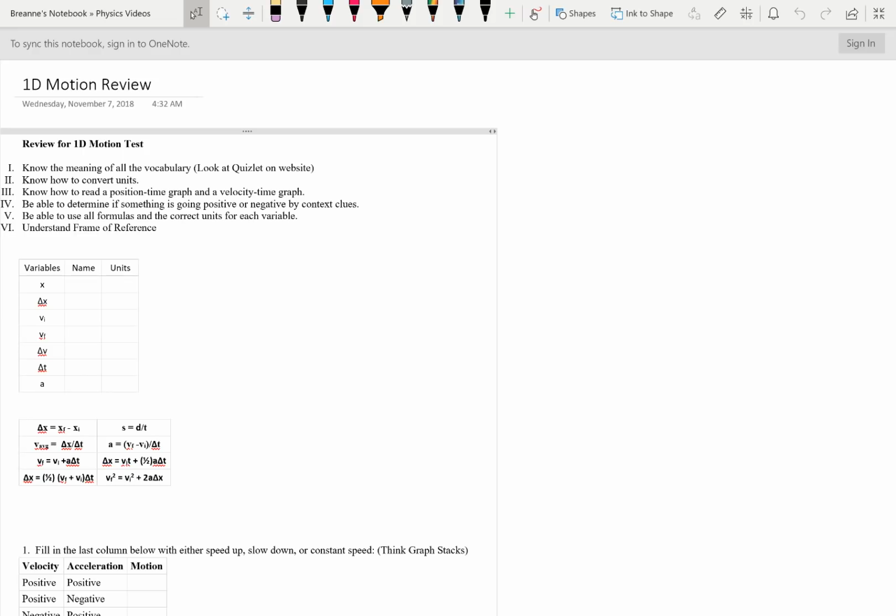So know how to convert units. There will potentially be a little bit of unit converting on the test. Know how to read a position time graph or velocity time graph, and what the slopes of those graphs are. Be able to determine if it's going in a positive or negative direction using context clues, and be able to use all formulas and the correct units that go with the variables, and also understand frame of reference. So we're going to talk about all this stuff.